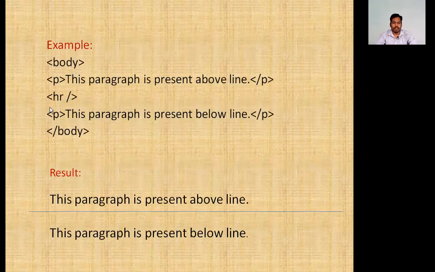Inside a body, you have written a paragraph, right? And after that paragraph, you have written what? HR, the horizontal tag, HR space /, and then again one paragraph. Then you close the body, right? So what is happening? You have written two paragraphs under the body section, and in between these paragraphs, you have written the horizontal tag, the HR tag.